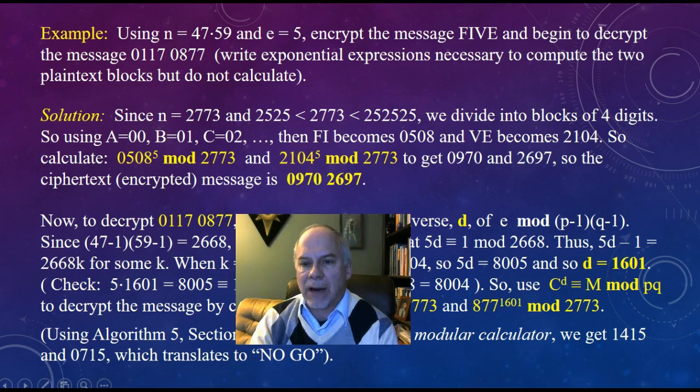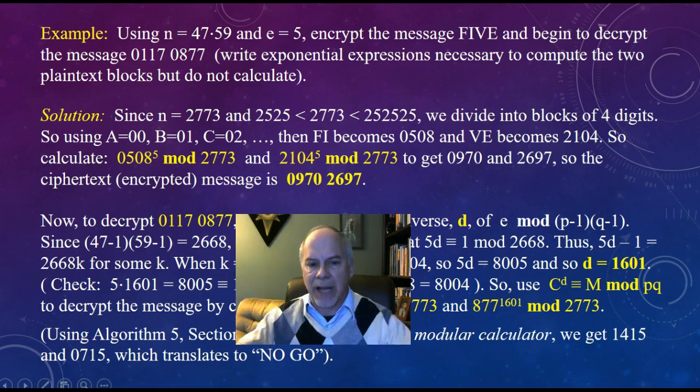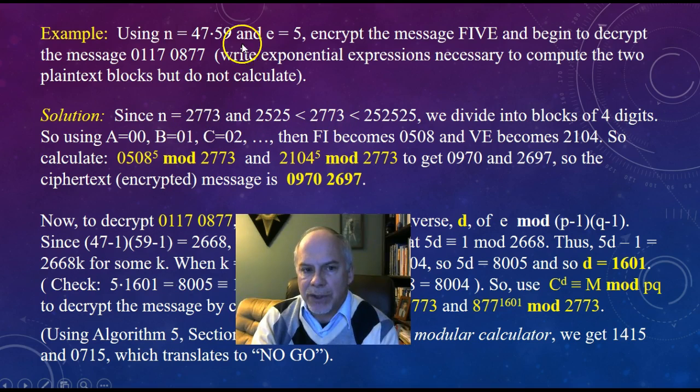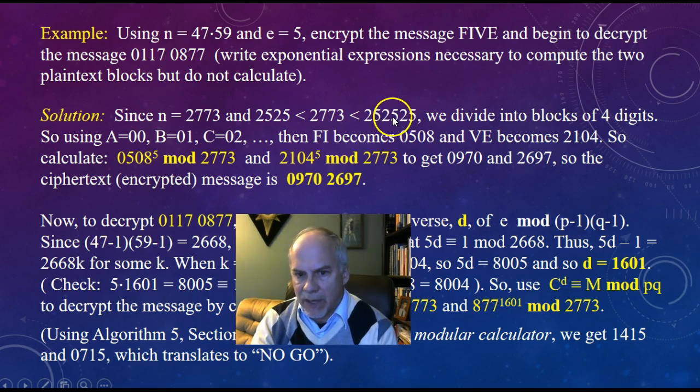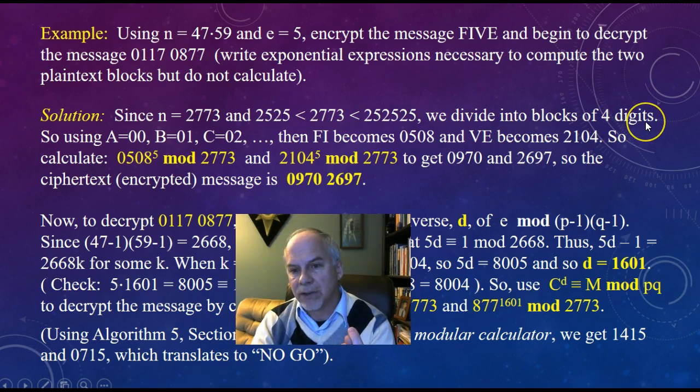All right. Now, the solution for the part where we're encrypting the number 5, first of all, we've got to figure out how to break up the message into blocks, what size blocks. And so the number 2773, which is your product of the prime numbers P and Q, is in between 2525 and 2525. All right. So that means the 2525 cannot exceed the n value. So we have to break it up into blocks of four digits. So blocks of 4 digits is how we'll do this.